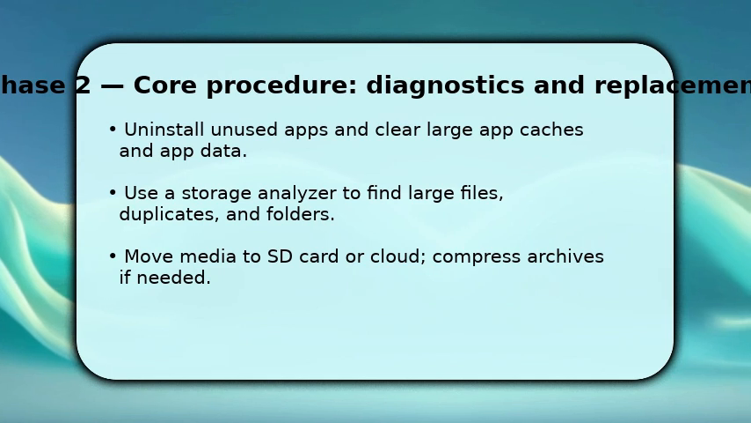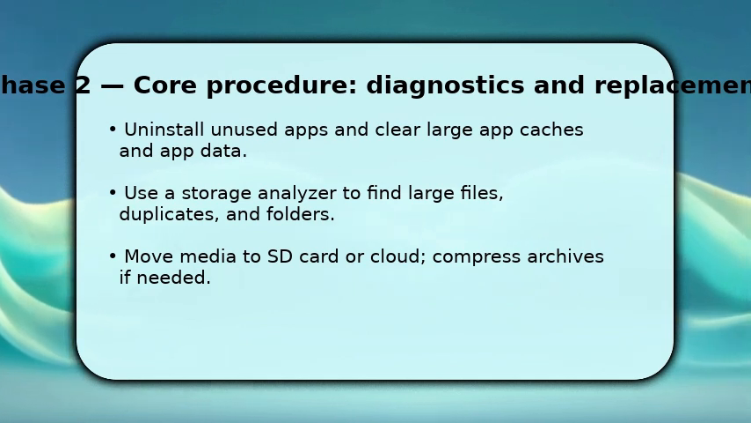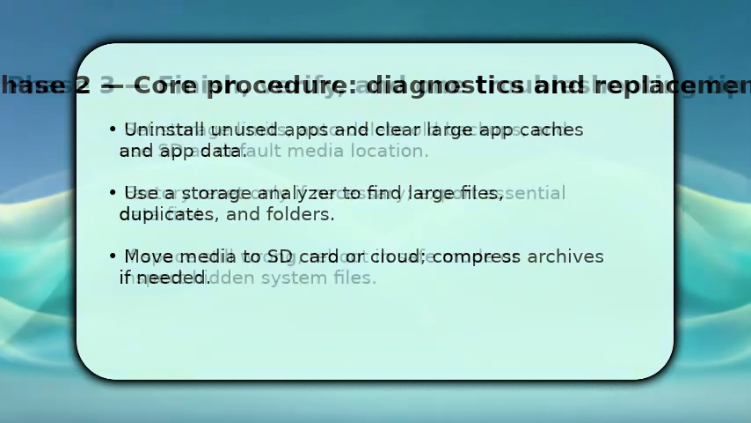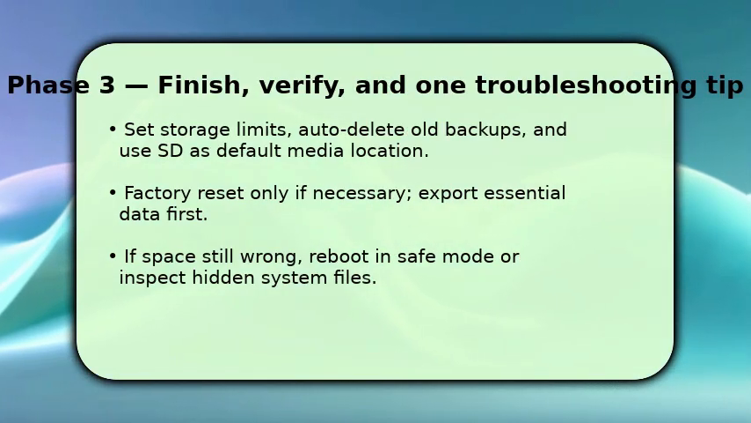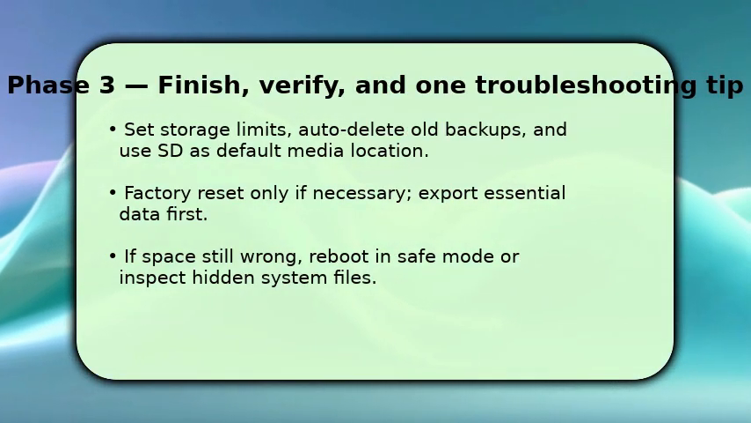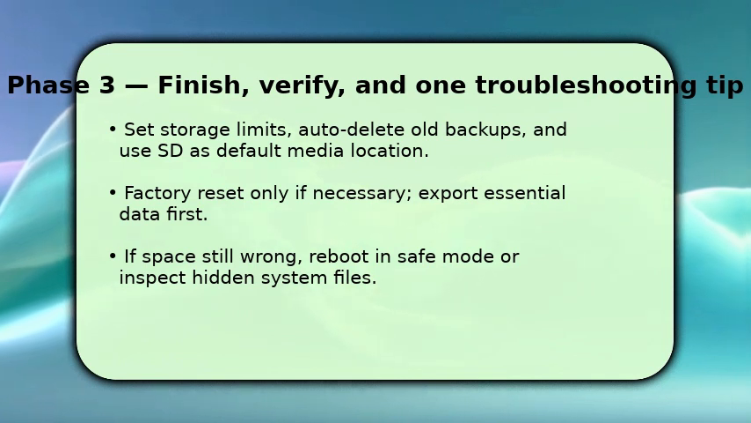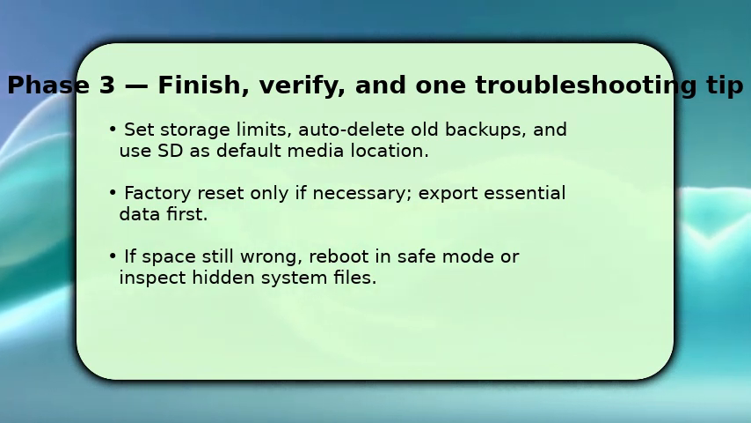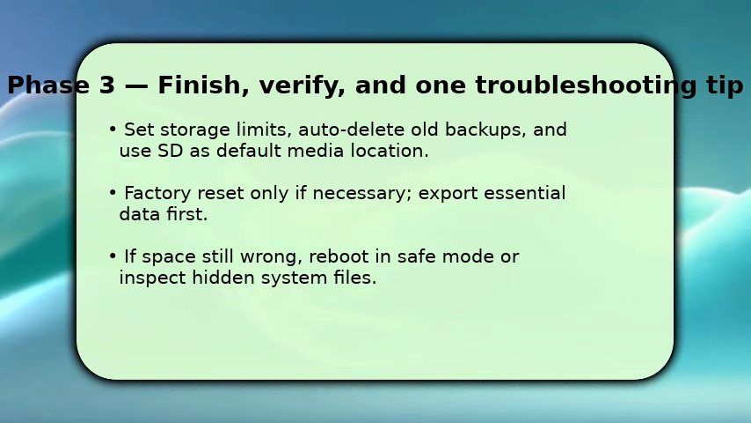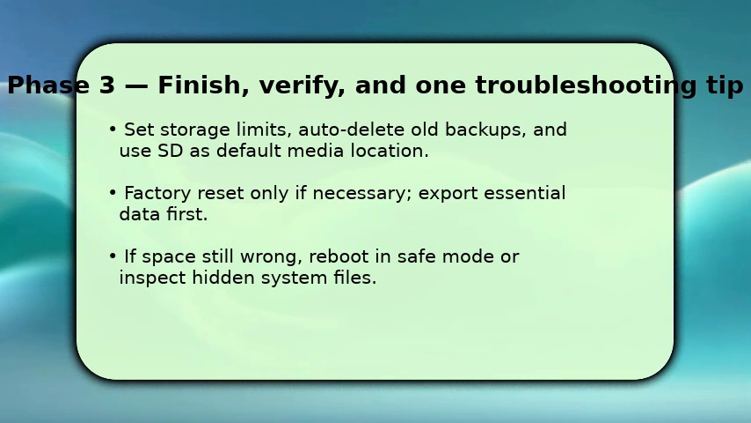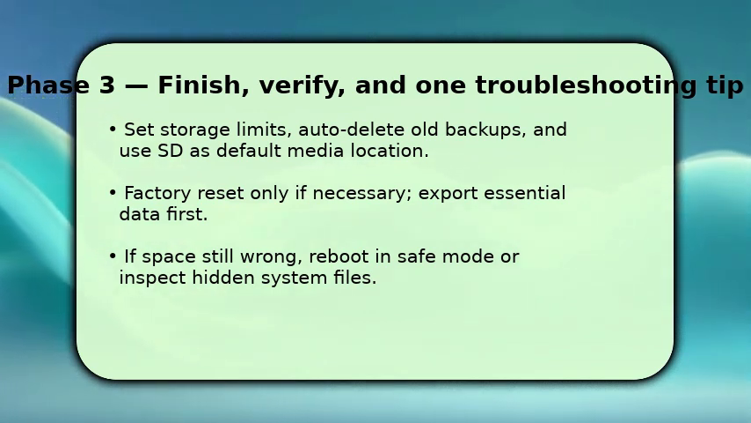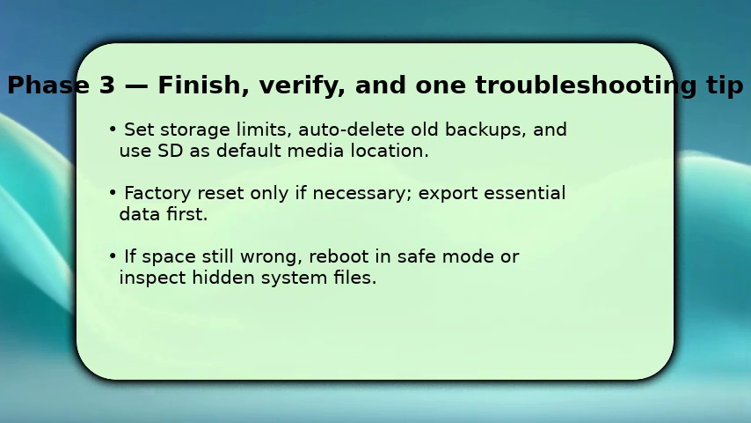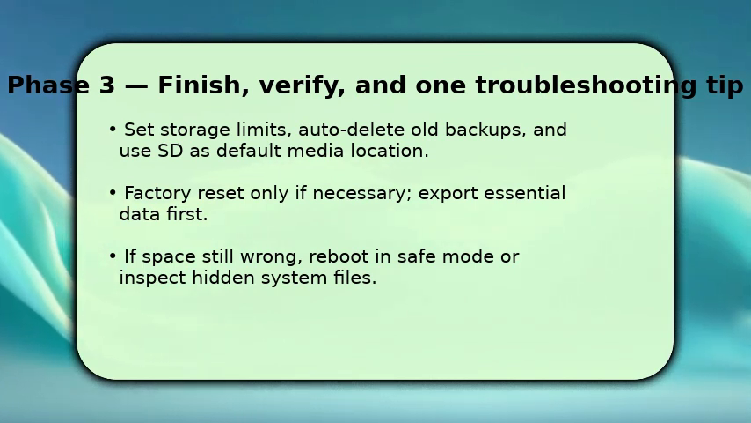You finish by configuring storage policies. Set automatic deletion of old backups, choose SD card as default for media, and enable periodic cleanup so the problem stays solved. If storage still runs out and nothing else helps, consider a factory reset after exporting everything important, because that clears hidden system bloat. If free space still looks incorrect, reboot in safe mode and inspect hidden system partitions, or use a PC tool to detect orphaned.